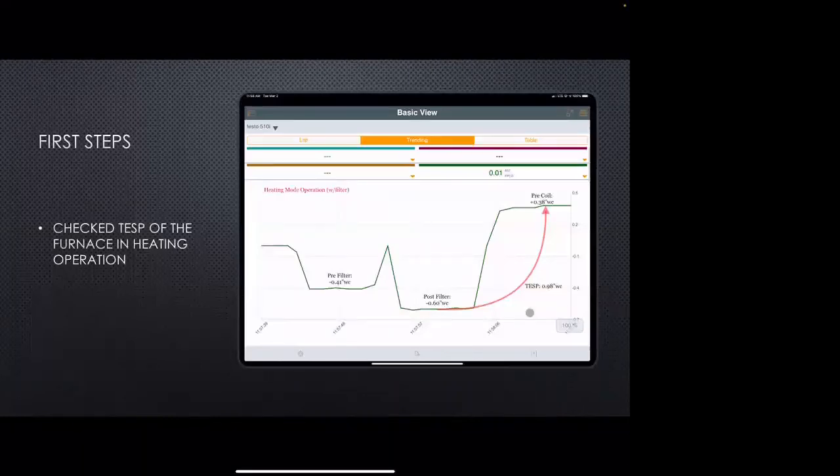So we're going to check the TESP, or the total external static pressure of this furnace in heating mode. All right. And my chart here only has 3 points. I didn't get the fourth one in the supply plenum. But again, if I'm only getting 2, this is why I'm using this example. I need after my filter, which is in my blower compartment, and I need before my coil. So we take our positive 0.38. We subtract our negative of our negative 0.6, add the two numbers together basically here, and you got 0.98.